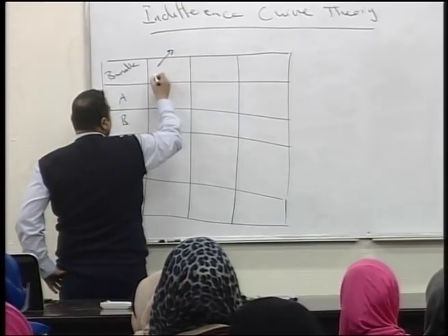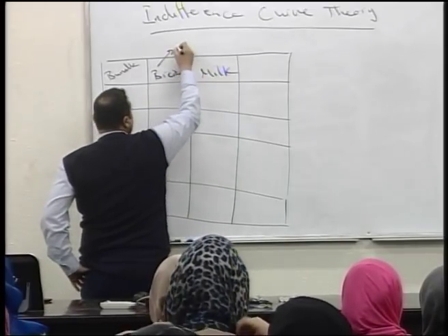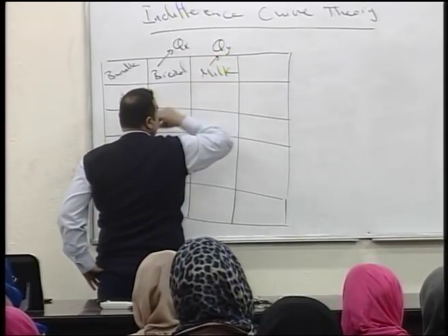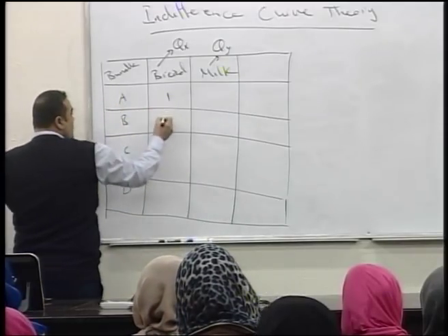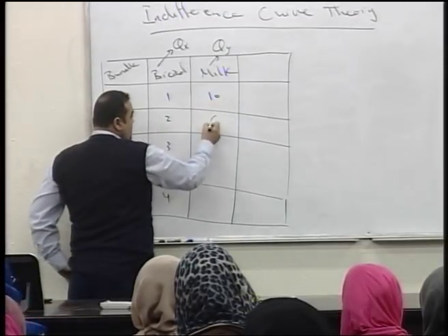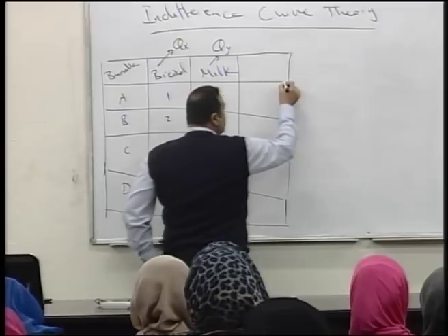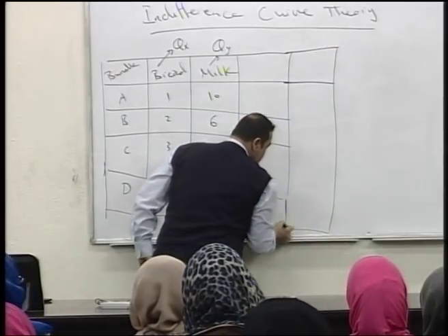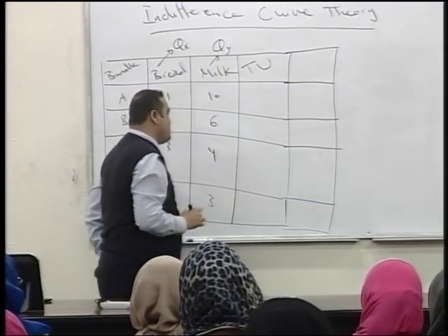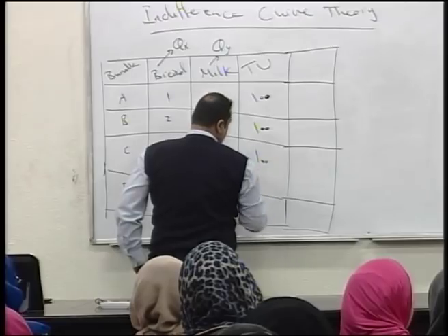We have two products, bread and milk. This is the quantity consumed of X, bread, and milk, Y, product Y. 1, 2, 3, 4. Milk: 10, 6, 4, 3. Let's add one more column here: the total utility obtained or gained. Let's assume 100 utils, 100, 100, 100.